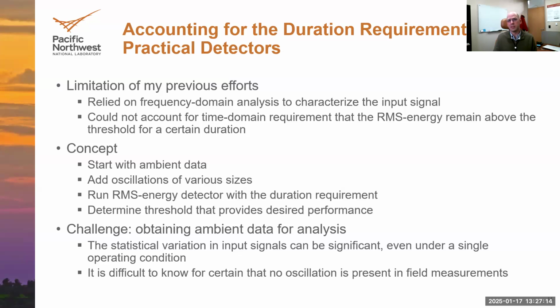So what we'd like to be able to do is really start with ambient data. But if we only did ambient data, then you can only talk about false alarms. We want to talk about nuisance alarms and predictable performance. So we want to add oscillations of various sizes to that ambient data, and then run the RMS-Energy with the duration requirement included, and then use that information to determine a threshold that gets us the desired performance in terms of nuisance alarms and detecting oscillations that we're interested in.